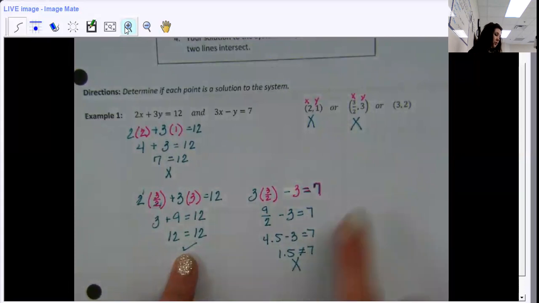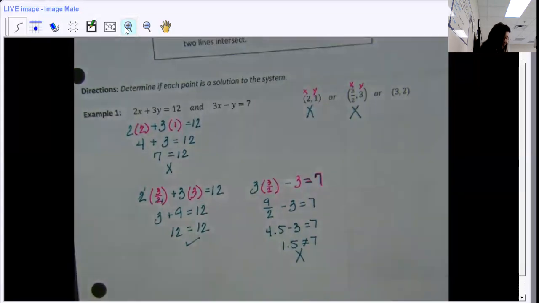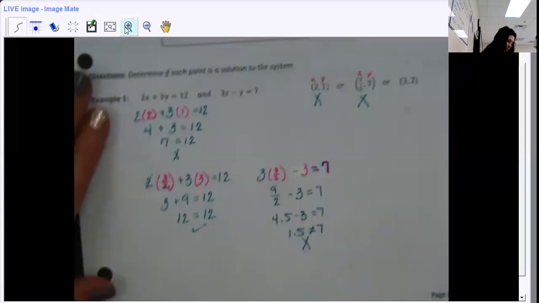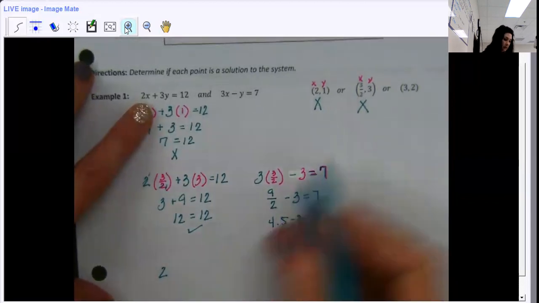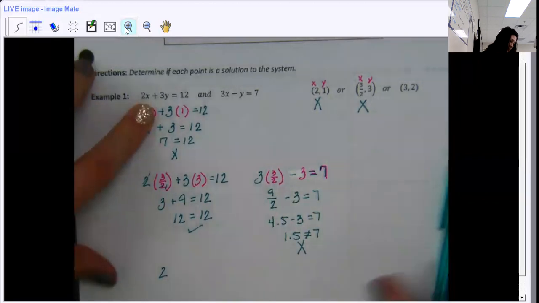So now I'm going to try the third ordered pair. So I have 2 times x. In this case, it's going to be 3.